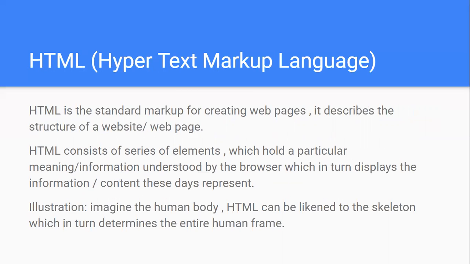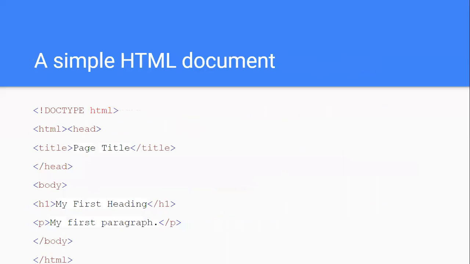And HTML consists of a series of elements, which hold a particular meaning or information understood by the browser, which in turn displays the information or content these elements represent. So you can imagine a human body. Your HTML can be likened to your skeleton. Your skeleton gives you the frame of your body, or an uncompleted building. That structure without paint or windows, that base structure is just like the HTML of a website. So it gives the website the structure.